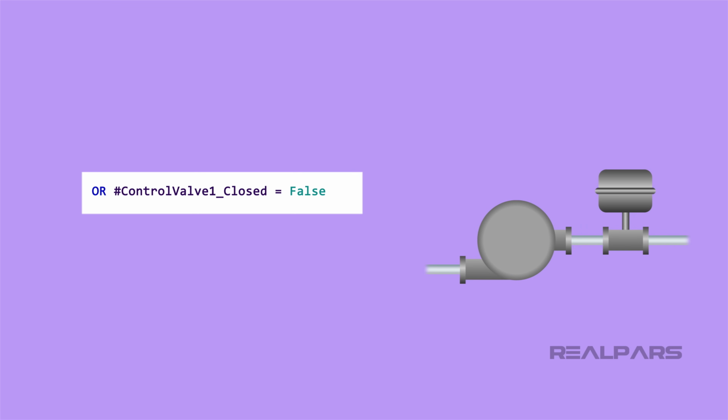Remember, just because the expression told us that the control valve 1 is not closed, we still aren't sure it is open. We will need to create logic that tells us that it is open.